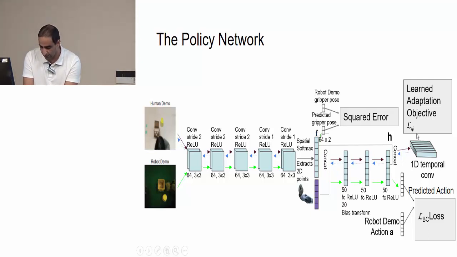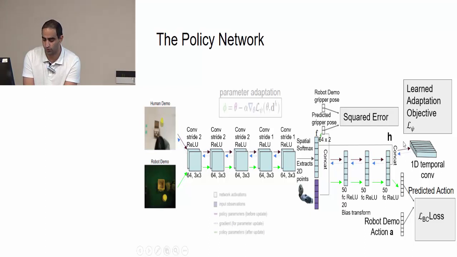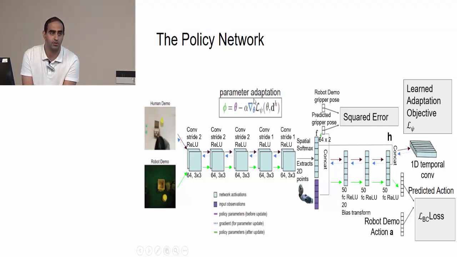Now let's take a look at this L psi and see how this 1D temporal convolution works. Oh, before that, during the parameter adaptation, we just perform gradient descent on our initial parameter theta based on this L psi, and we just adapt to the new parameter for the other task.